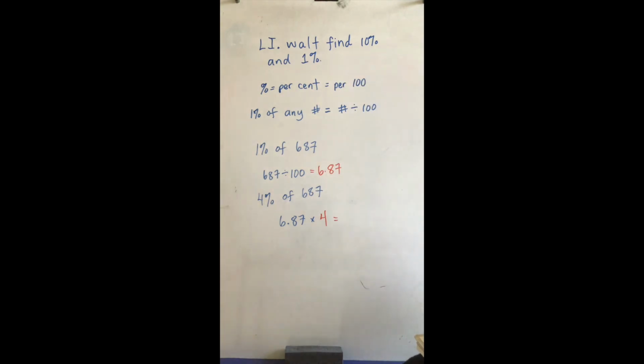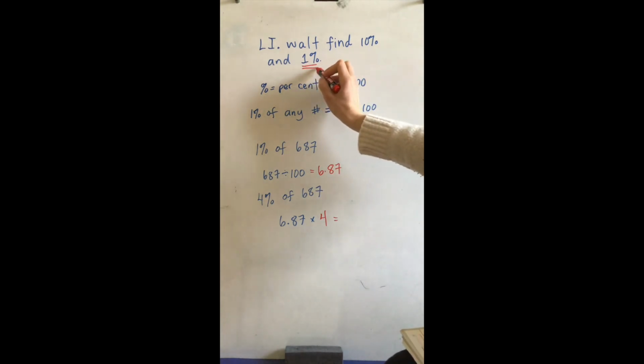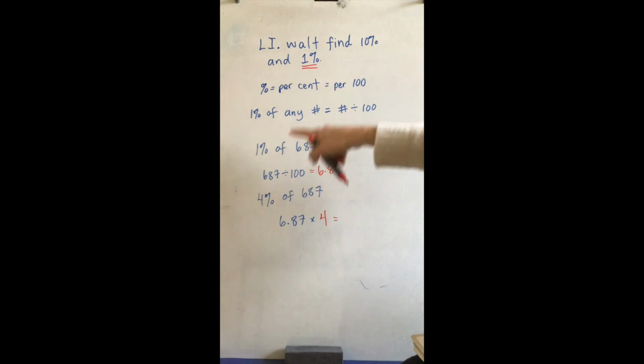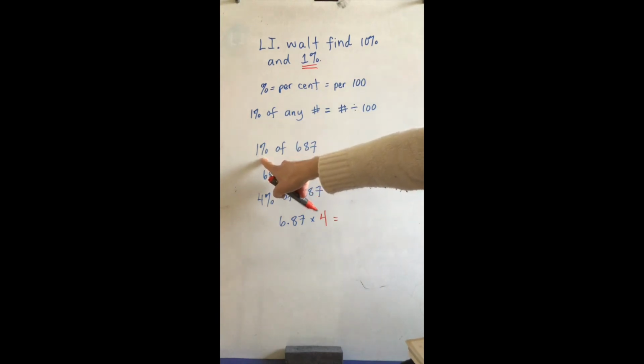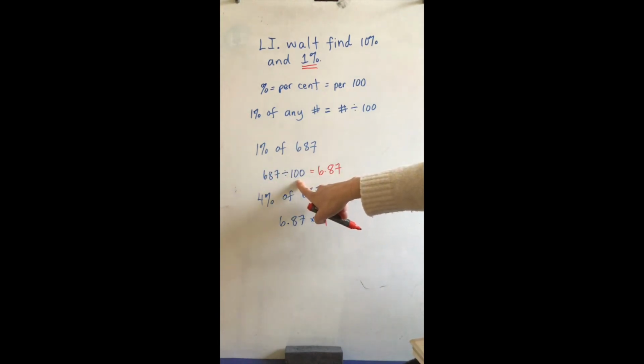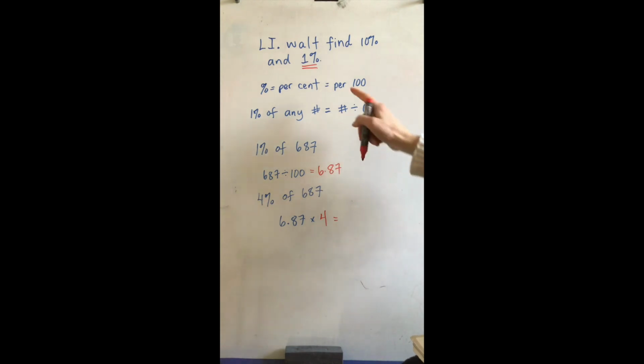Things get even easier when we're talking about 10%. So that's what we do to find 1%. To find 1% of something, we divide by 100, because 1% is 1 over 100, so we divide by 100.